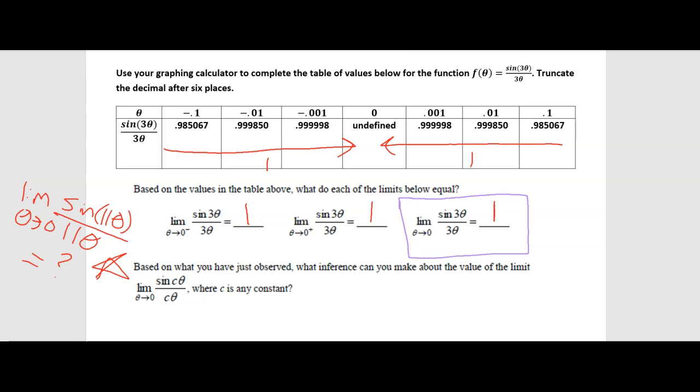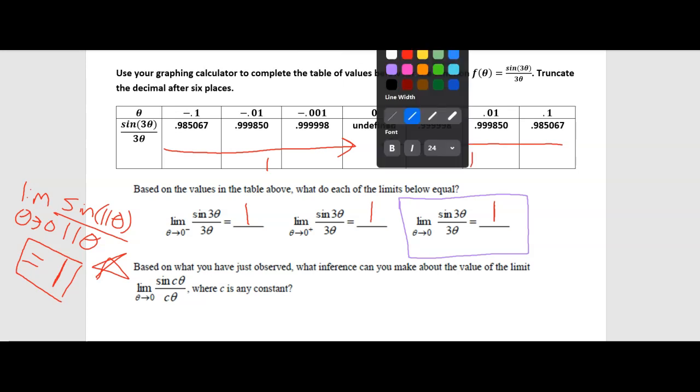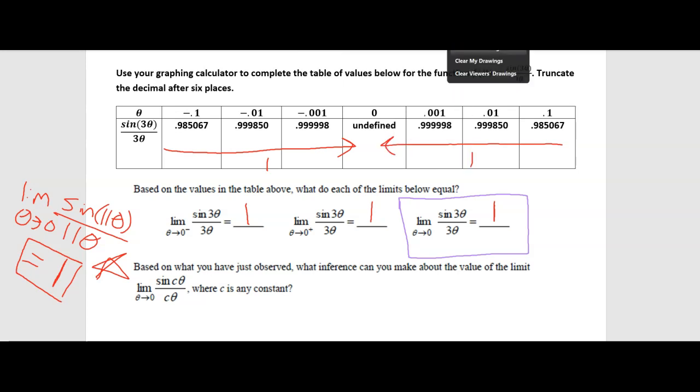The answer is yes. We can generalize this rule. Again, we're not working through a proof here. We are just using some data to make an informed decision, and you are going to have to take my word for it that this does work in all of these cases for whatever constant c is. Okay, so hopefully we have this written down and we will be using it later.